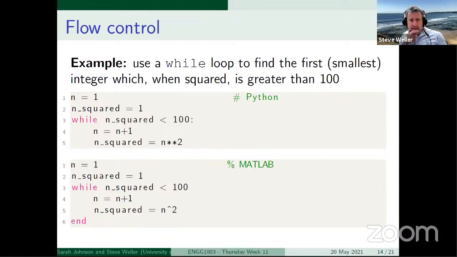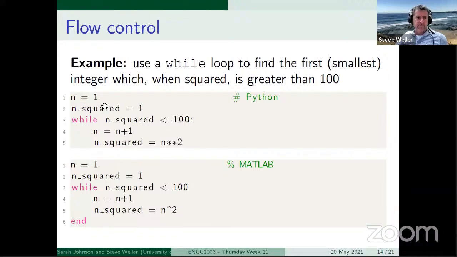Here's another example where we use a while loop. We've now seen if, then else. We've seen a for loop. Here's a while loop, the third form of flow control. So people wanted a while loop that found the smallest integer, which when it was squared was greater than 100.